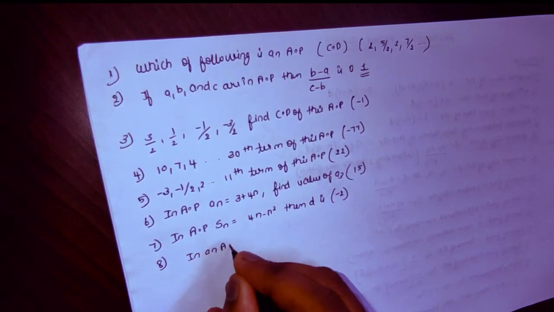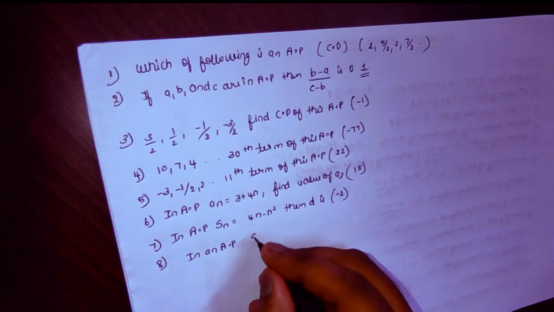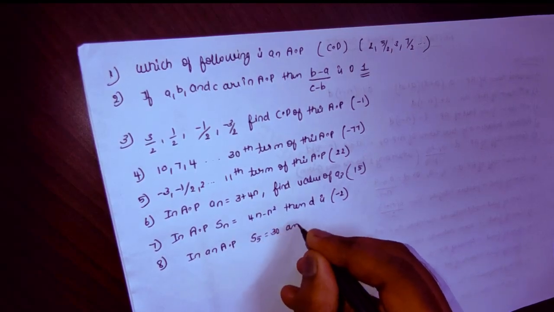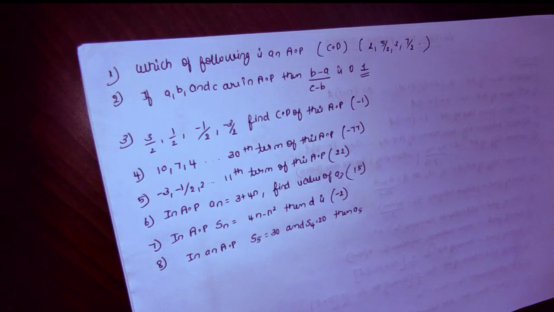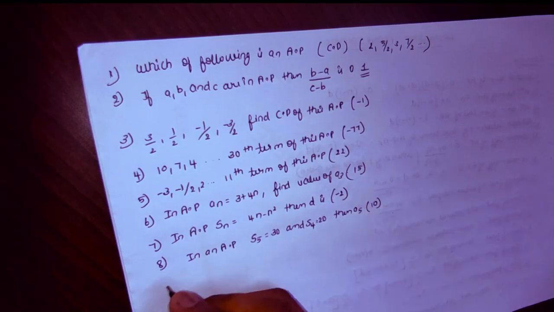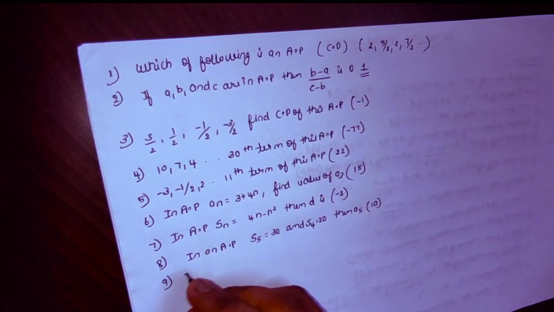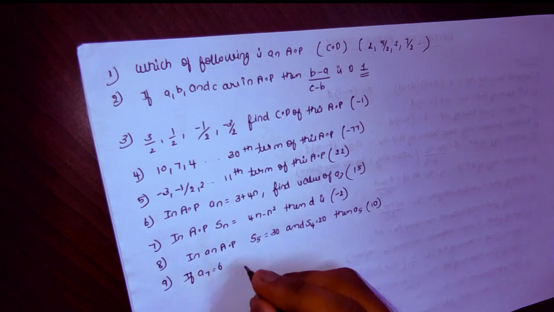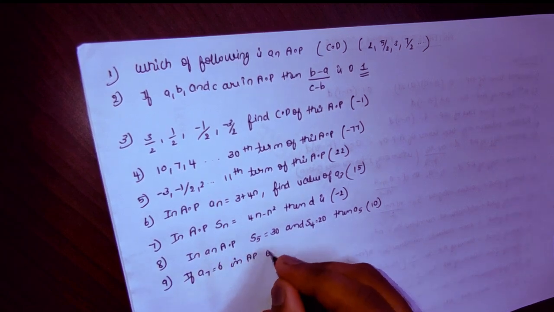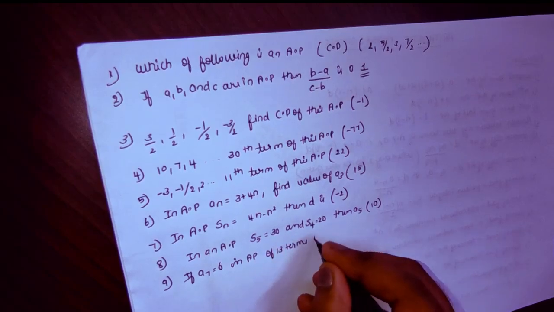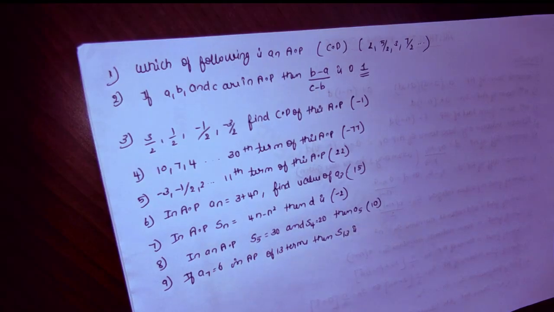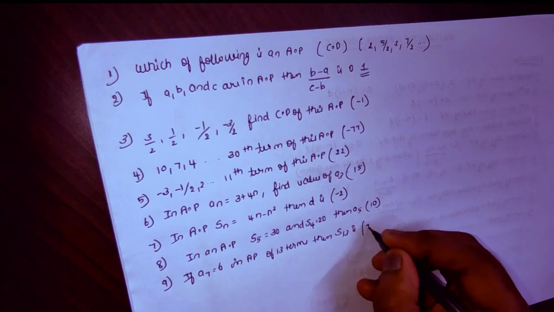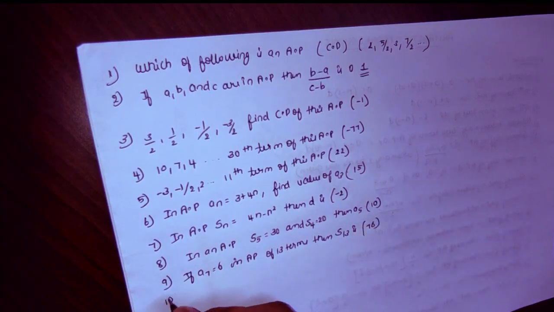In an AP, S5 is equal to 30 and S4 is equal to 20. You have to find the value of a5. The value of a5 is 10. Ninth one, if a7 is equal to 6 in an arithmetic progression of 13 terms, then S13 is. The value of S13 is 78.